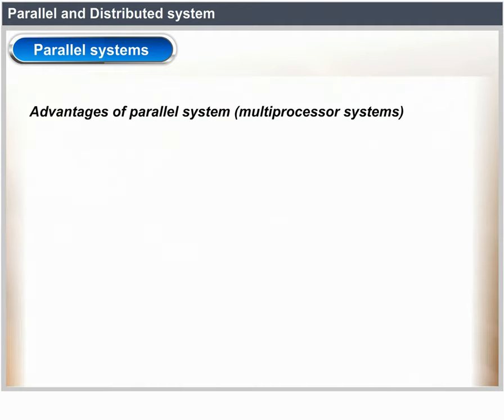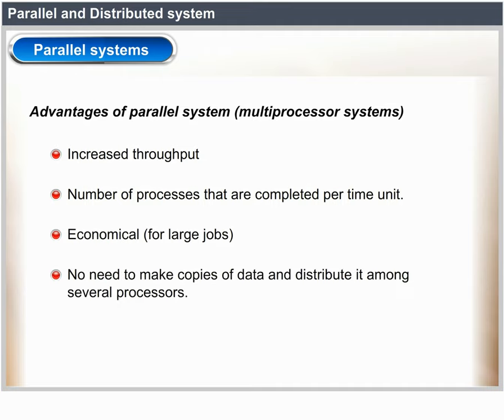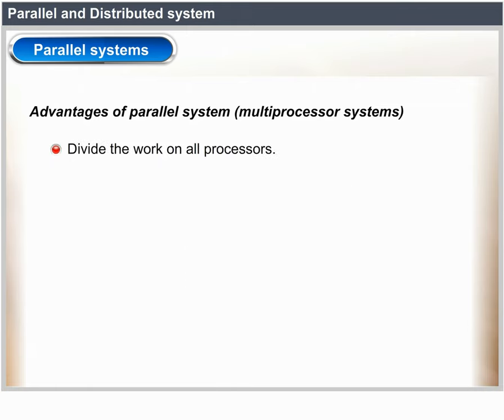Advantages of parallel systems. Multiprocessor systems give increased throughput, the number of processes that are completed per time unit. They are economical for large jobs, since there is no need to make copies of data and distribute it among several processes. They are also faster for large jobs, since the work is divided among all processes.